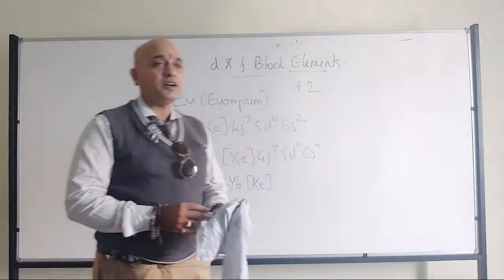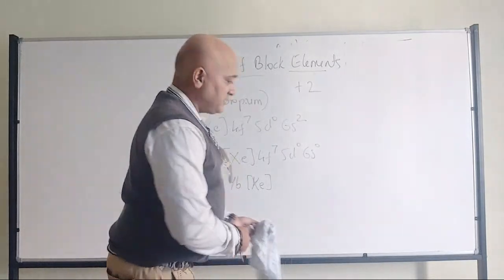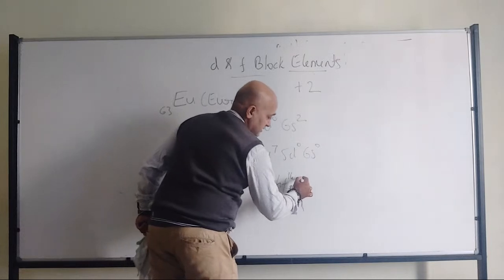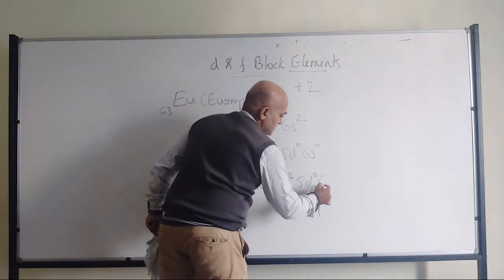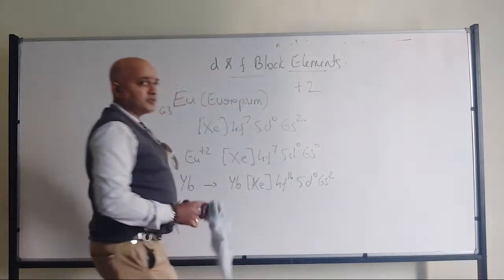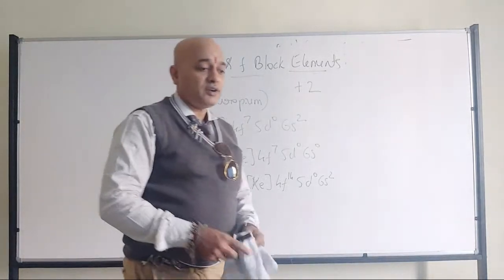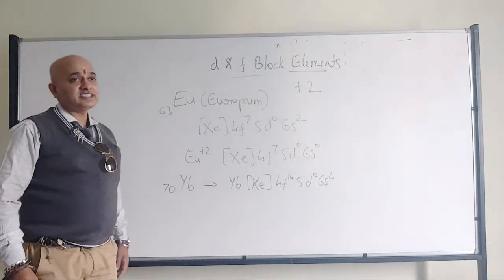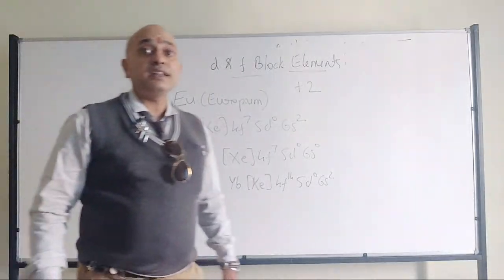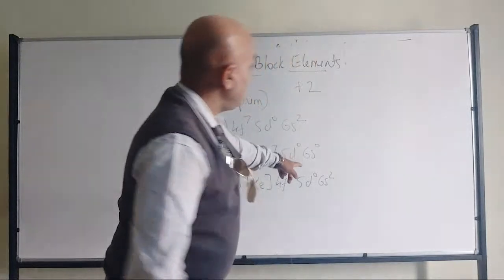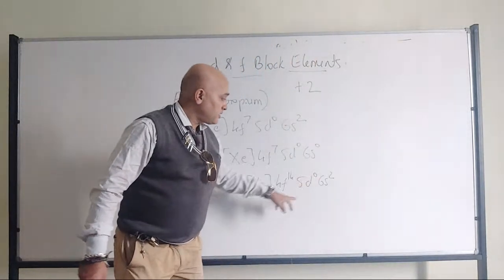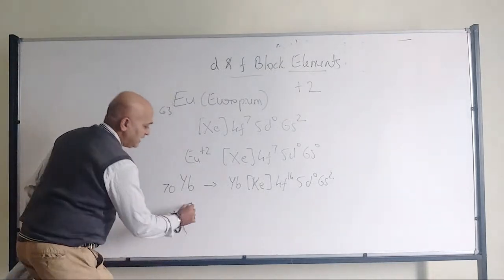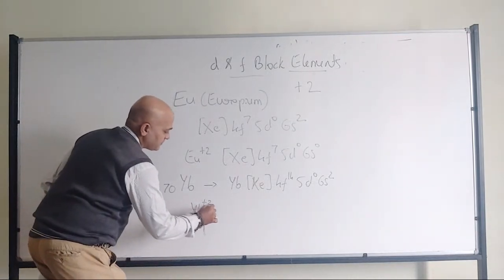What should be the electronic configuration? It will be 4f14, then 5d0, 6s2, correct? 4f14, 5d0, 6s2. So therefore even ytterbium will prefer to show the +2 because it will attain the stability.